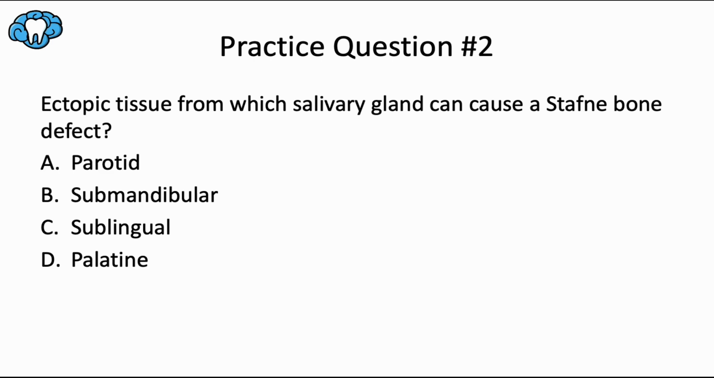All right, so ectopic salivary gland tissue associated with the submandibular gland, which sits near the angle of the mandible below the inferior alveolar nerve, can cause pressure resorption on the lingual cortical plate of the posterior mandible. And if it does this, this causes a well-circumscribed unilocular radiolucency called the Stafne bone defect. The location of the parotid and sublingual glands, as well as the minor palatine salivary glands, does not match the location of where that Stafne bone defect occurs. So the answer for this one is B.